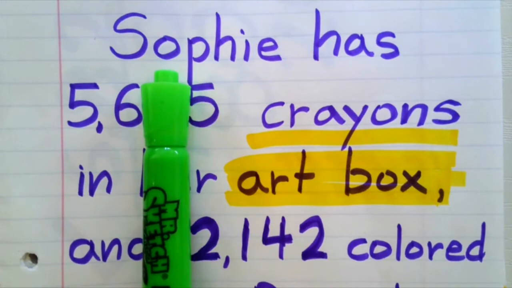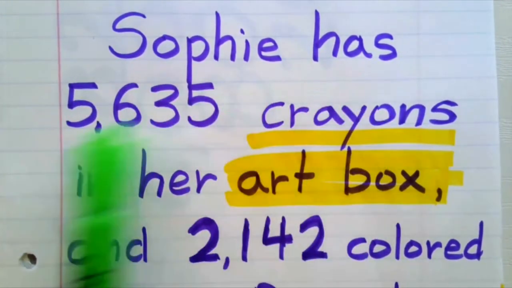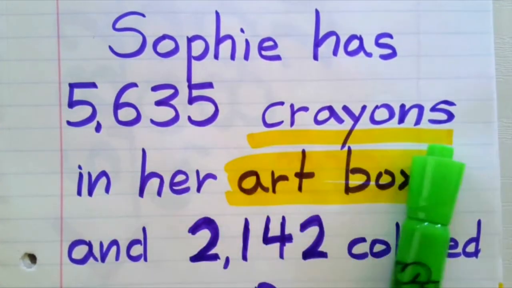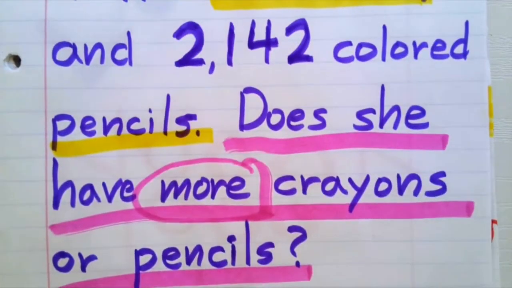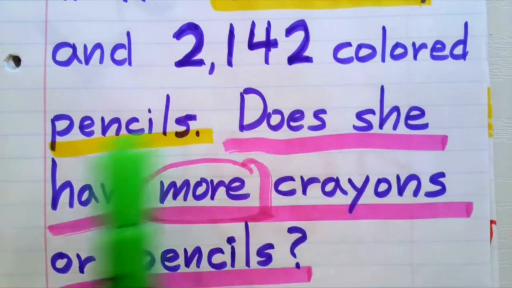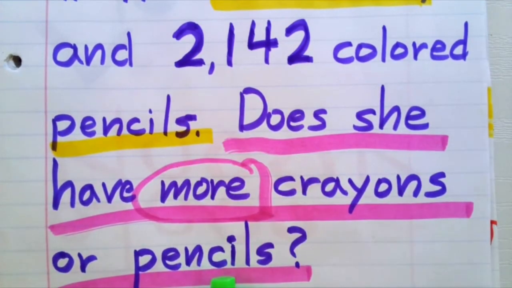Let's read it one more time. Ready? Begin. Sophie has 5,635 crayons in her art box and 2,142 colored pencils. Does she have more crayons or pencils?